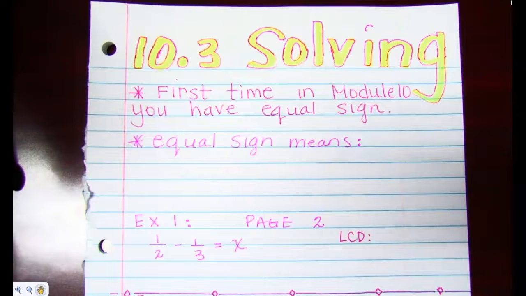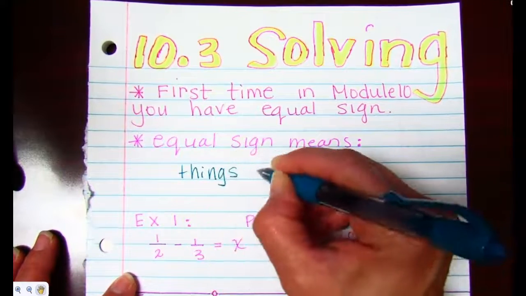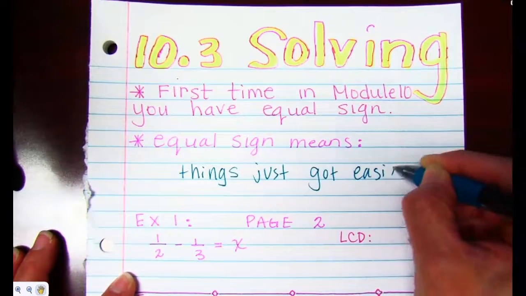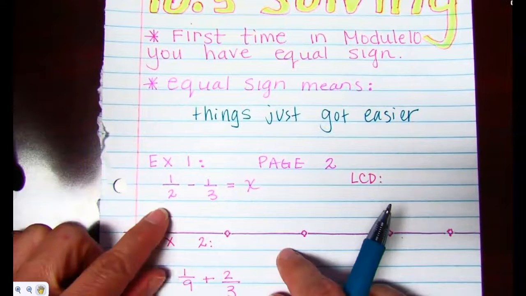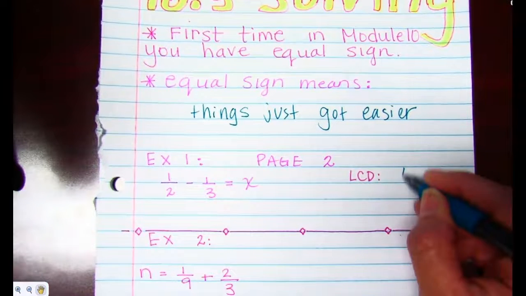All right, let's get started here. 10.3, solving rational equations. It's going to be the first time in Module 10 you have an equal sign. And what does an equal sign mean? It means things just got so much easier. Because remember, when we have an equal sign, we can multiply anything that we want. Let's multiply and just get rid of the fractions.